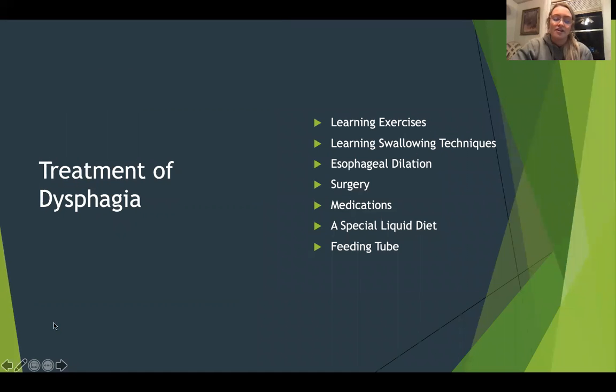The treatment of dysphagia ranges with the severity of the dysphagia that you're experiencing. So the less severe, kind of more of a neuron issue, you can train your swallowing. You can retrain yourself to properly swallow. Whereas if you have issues with the esophagus, maybe being too small or something blocking it, they can do esophageal dilation. And I'll go more into that in the next slide, but dilating the esophagus in a pretty interesting way. Other surgeries, medications, and for extremely severe, if you're malnourished because of it, a special liquid diet to ensure that you're getting all your nutrients, and then a feeding tube.